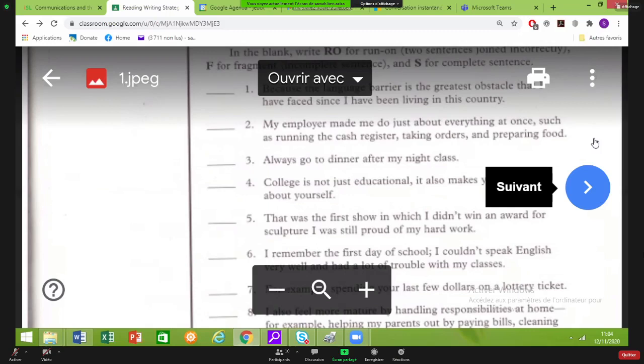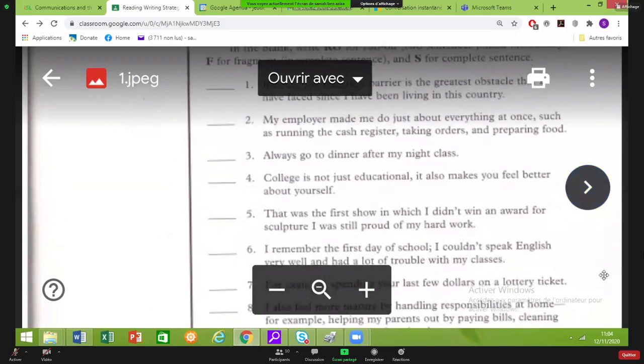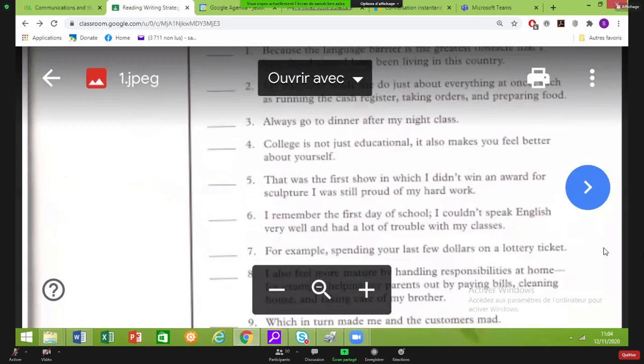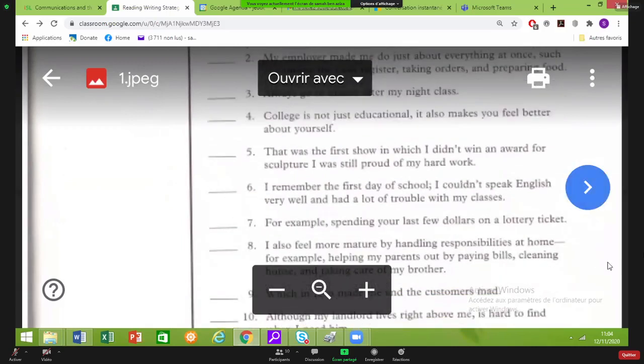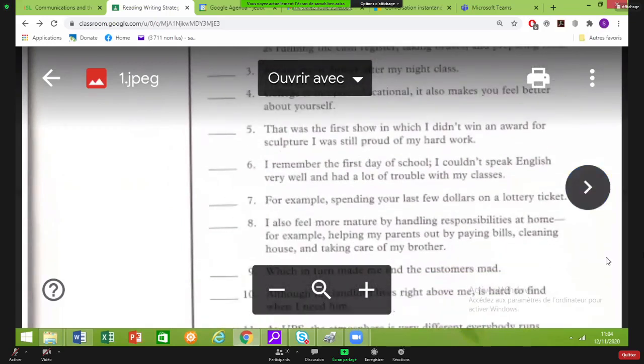Next one. Miss, can you remove the zoom and scroll down the sentence? Clear or not clear? Yes, clear now. So we stopped. Where did we stop? 7.